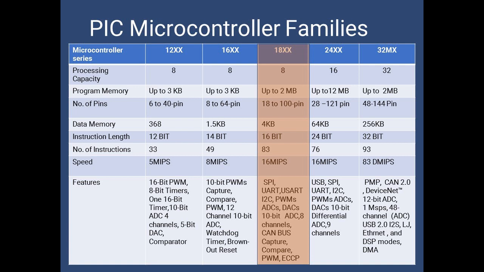Now, the series that we are going to focus on is called the 18F series. In this series, we have a lot of facilities, like an SPI bus, a UART, a USART, an I2C bus, and a PWM. Now this PWM comes with a compare and capture facility. It has a 10-bit ADC with 8 channels, it has a CAN bus, and it has something called enhanced capture and compare facility. Those are the facilities available within the 18 series.